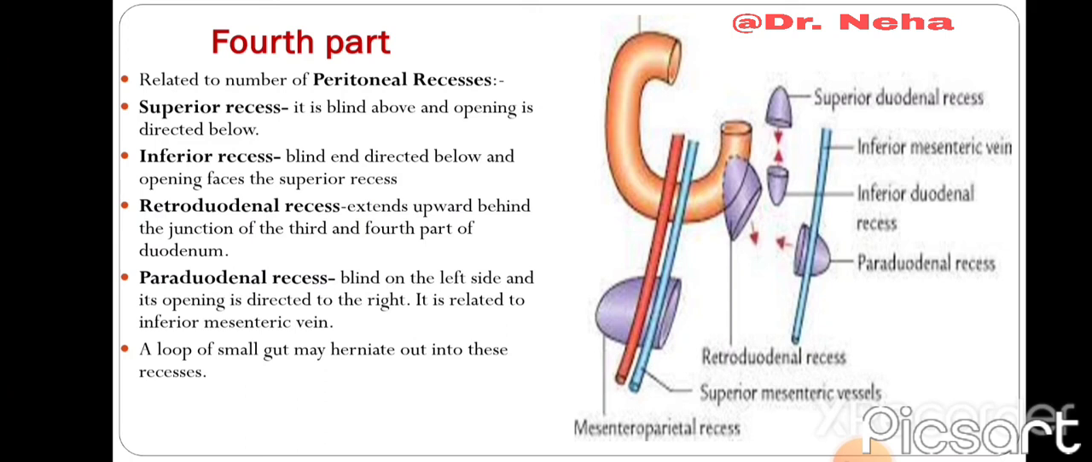Paraduodenal recess, it is blind on the left side and its opening is directed to the right. It is related to the inferior mesenteric vein. A loop of small gut may herniate out into these recesses.